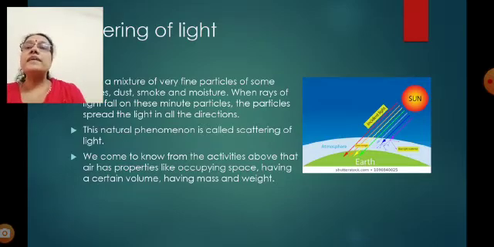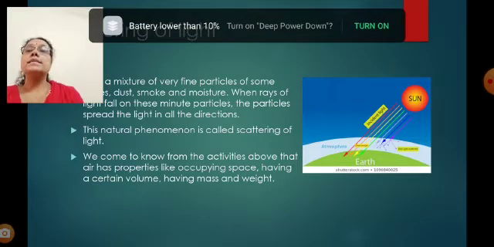Air is a mixture of very fine particles, some dust, smoke and moisture. When rays of light fall on these minute particles, the particles spread the light in all directions. This natural phenomenon is called scattering of light.